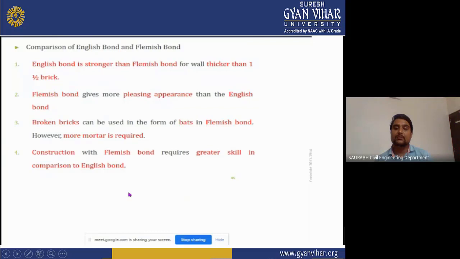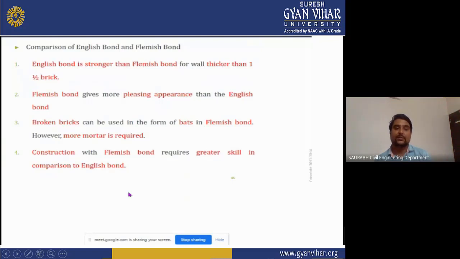And comparison, there is also comparison between English bond and Flemish bond. This is also very important points which you need to know. English bond is stronger than Flemish bond for the wall thickness more than 1 or 1 by 2 brick. Flemish bond gives more pleasing appearance than the English bond.